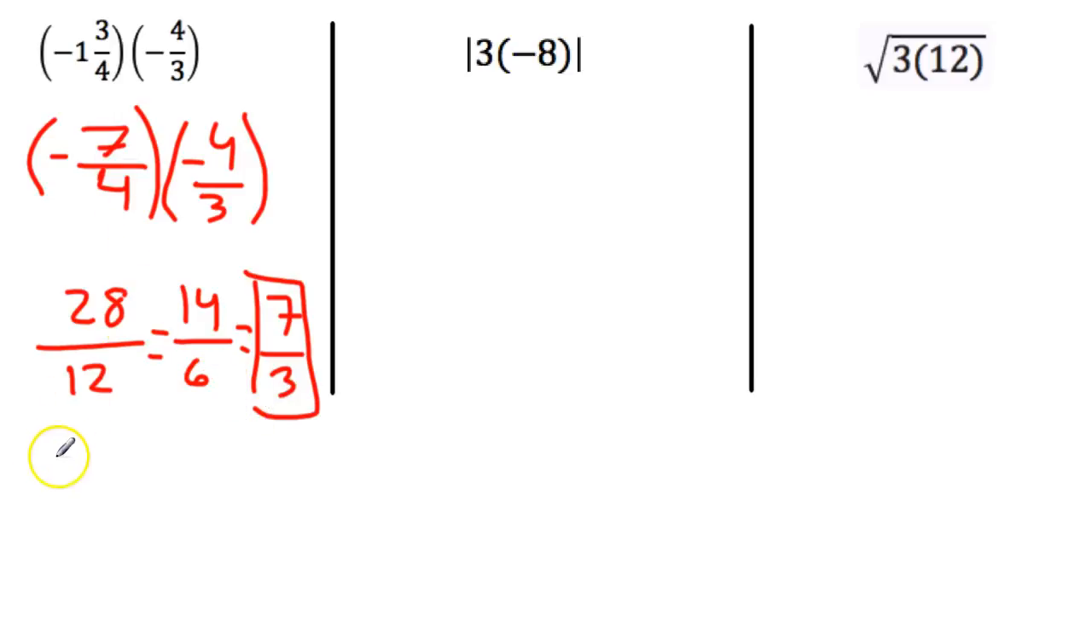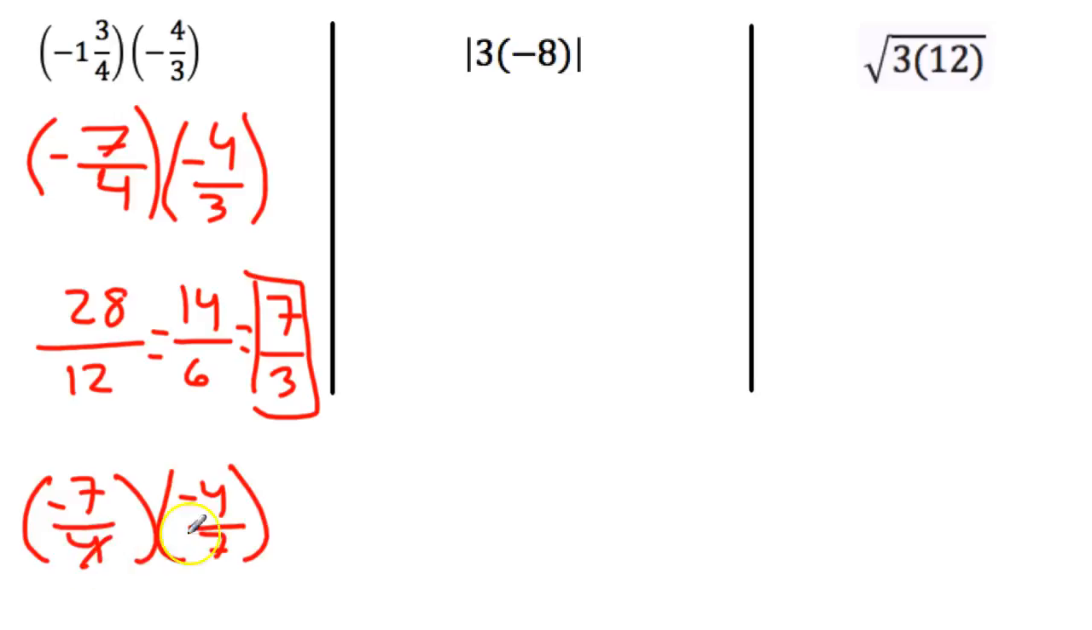Some people like to do this problem by canceling out the fours beforehand. So we had -7/4 times -4/3. If you see this 4 and that 4, one on the bottom, one on the top, you can cancel those out. So if I multiply -7 times -1 is 7. 1 times 3 is 3. Either way works. If you don't feel comfortable canceling these out, you can do it the old-fashioned way and simplify.